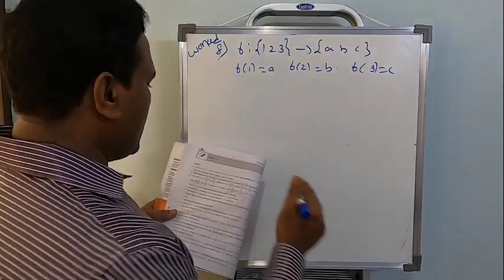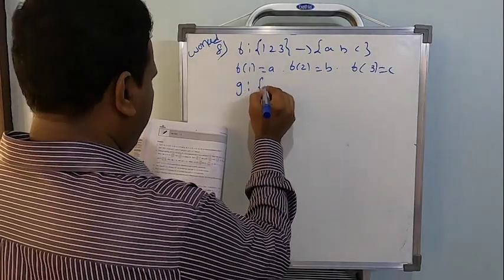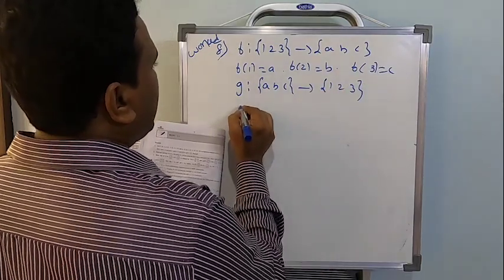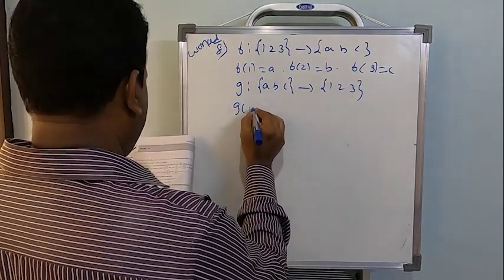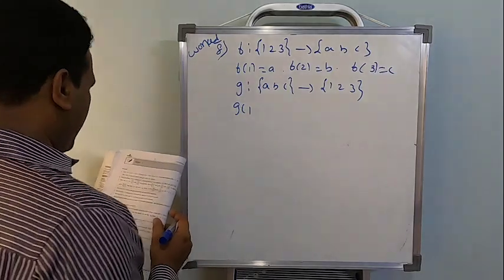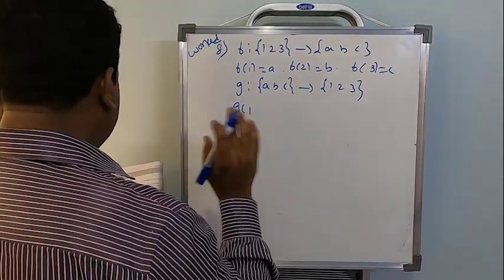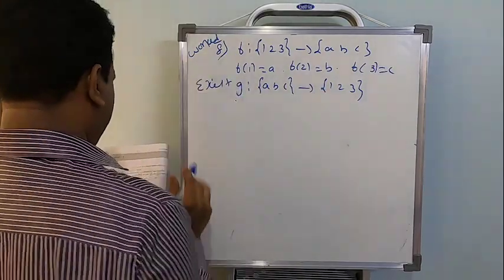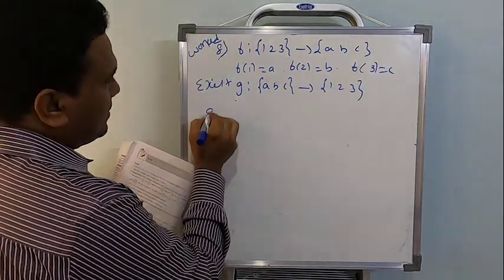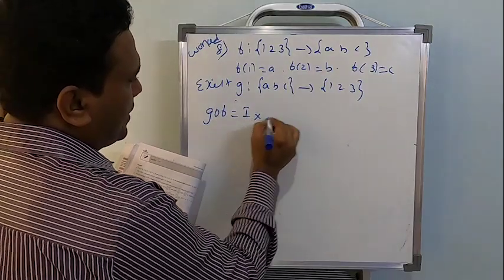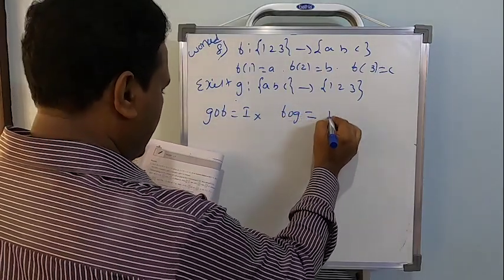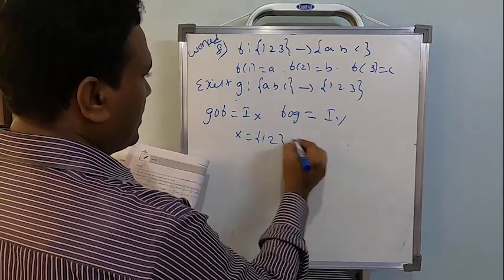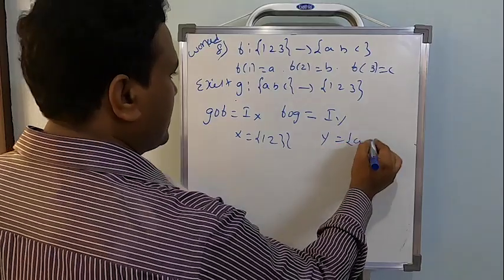Now here, there is one more function g from {a, b, c} to {1, 2, 3}. It is defined as g of 1... We need to find this: show that there exists a function, that means I need to show this function exists, such that g of f is equal to I_X, and f of g is equal to I_Y. X they have mentioned already. X is {1, 2, 3} and Y is {a, b, c}. So this is given to us already.